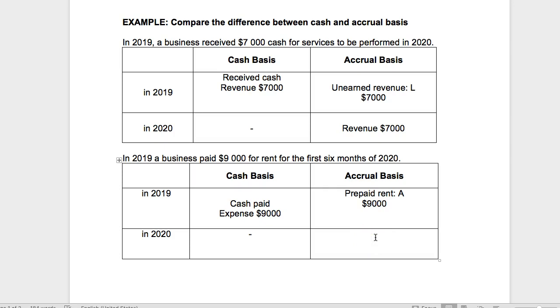Now, in 2020, you will then use the property. Your prepaid rent will decrease down to 0, and this is when you will record rent expense of $9,000. So again, it's a timing difference. Cash basis records the expense in 2019, but accrual basis records the expense in 2020.